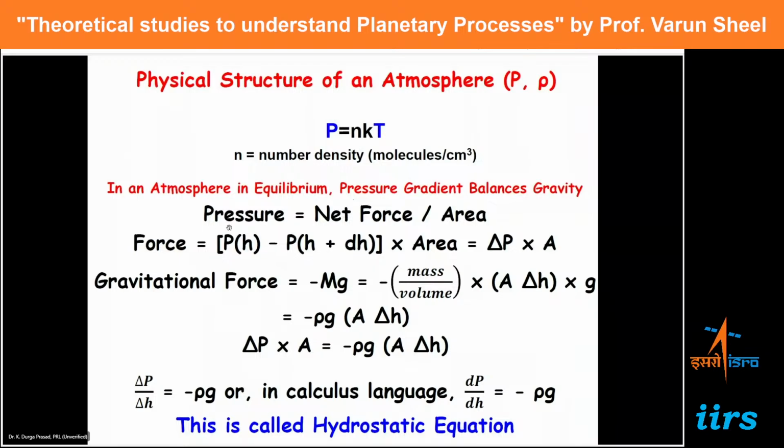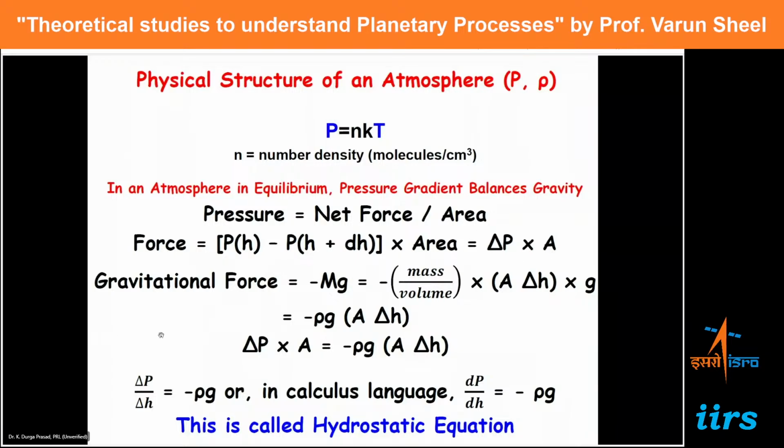This can be written like this: the pressure is nothing but net force per area, and the force is produced by the differences in the pressure as a function of height or altitude. At a given height you have a pressure P, and at another height, maybe lower or upper, at a distance delta H, you have pressure P(H plus delta H) times area. So you have delta P times area.